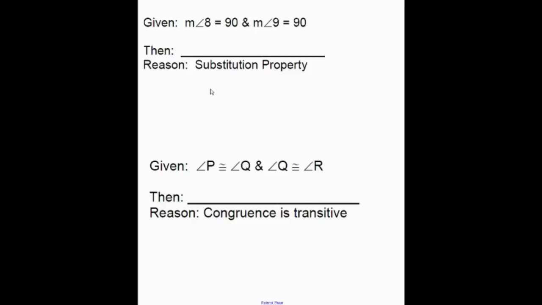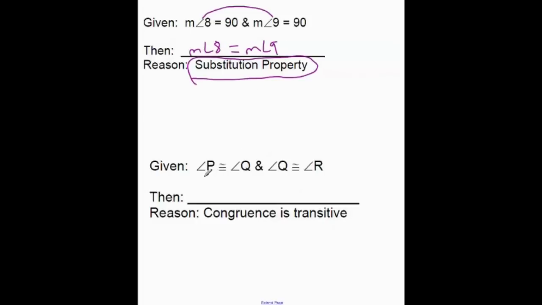A couple more examples. These are the last ones, so I should be able to keep it under 8 minutes. Measure of angle 8 is 90. Measure of angle 9 is 90. And the reason, we give you the reason, is substitution property. So what exactly did we do? Well, we substituted. If this is 90 and that is 90, then guess what? These two are congruent. So we have measure of angle 8 is equal to the measure of angle 9. Notice that we used measure, therefore we're using the equal sign.